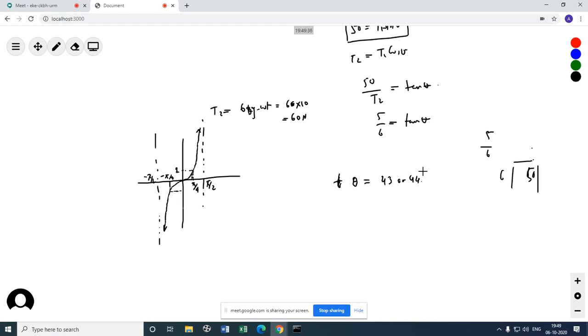Just check it once. How much is it? So it will be a bit less than 43. 43 is 0.93. Less than that, 44. So maybe less than 43. We can take, let me see, 1041.